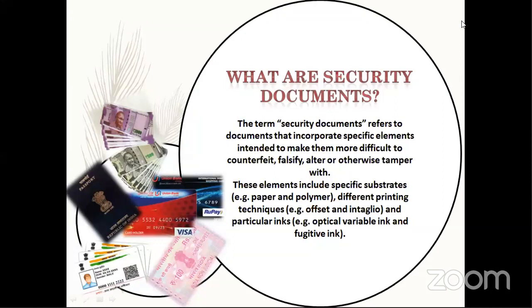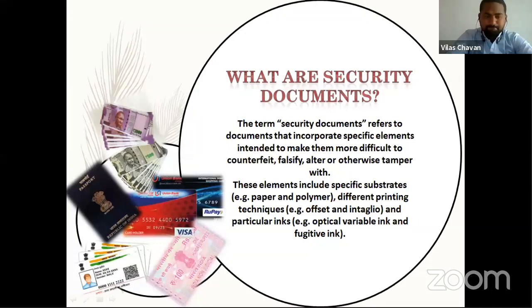So, security documents. In simple words, security documents can be defined as a document which has some legal value and which has some security features within it. It may be hidden or one can see with naked eyes. Or the term security document refers to the document that incorporates specific elements intended to make them more difficult to counterfeit, falsify, alter, or otherwise tamper with.